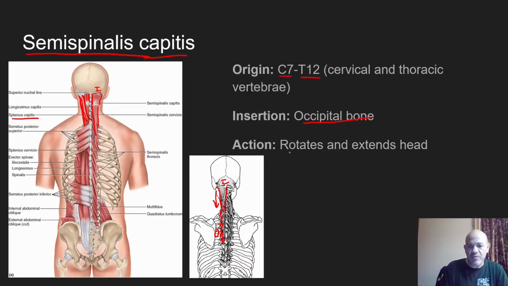And again, if only one side contracts, then it can help rotate the head. If both contract, both semispinalis capitis left and right muscles, that would help extend the head. So in this image here, if only the left were to contract, that would also help pull the head in the left direction, and so you can get a left rotation. If both contract, then you get an extension where the head is pulled backwards.